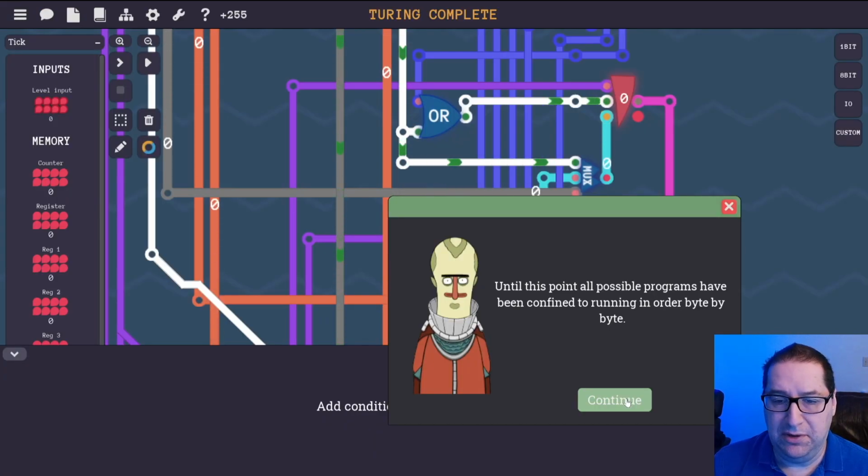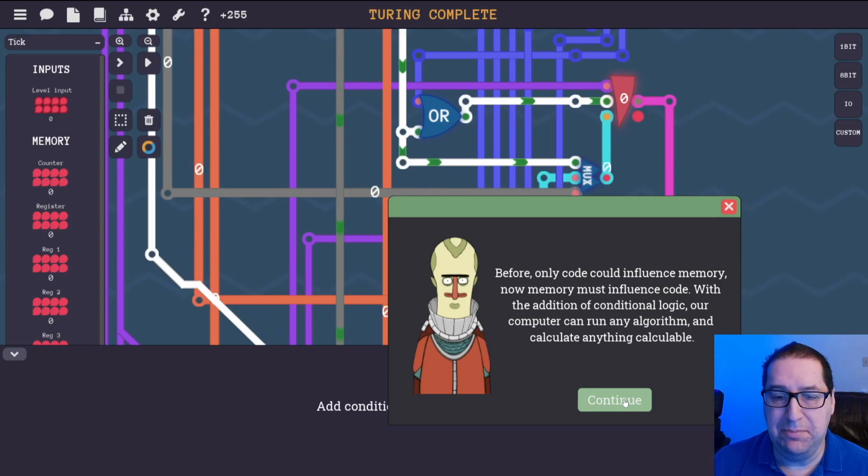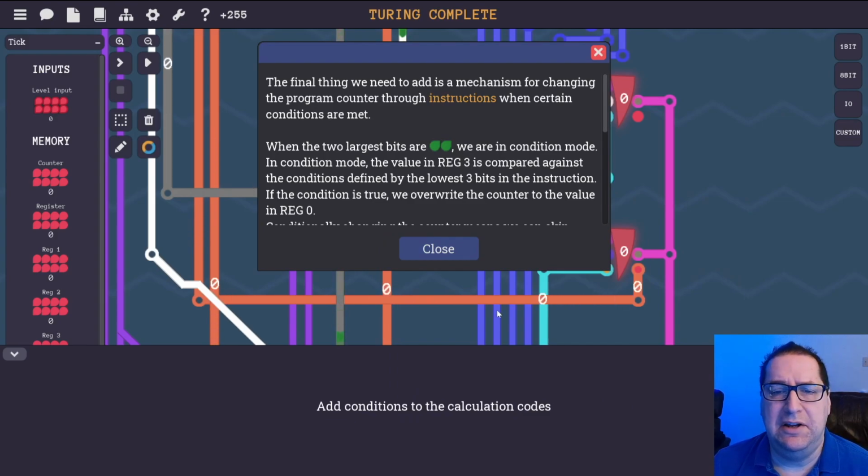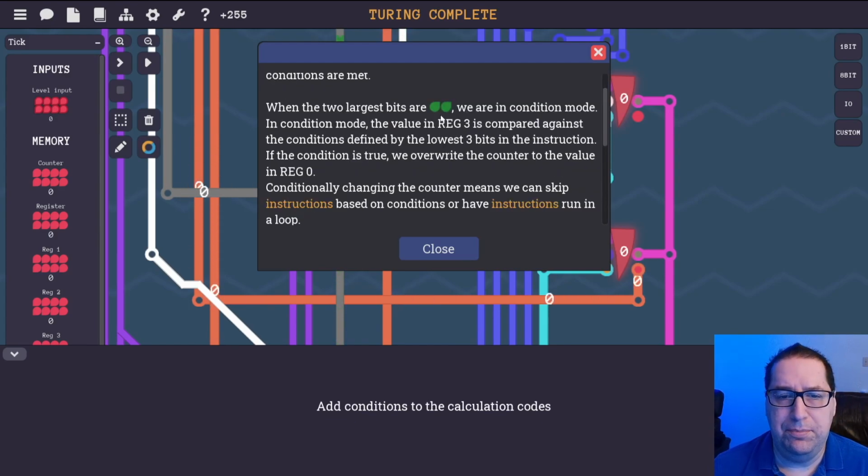All programs have been confined to running in order, byte by byte, but now we've added conditional logic so we can calculate anything calculable. So we need to add a mechanism for changing the program counter through instructions when certain conditions are met. When the two largest bits are both on, we're in condition mode. The value in register 3 is compared against the conditions defined by the lowest three bits. If the condition is true, we overwrite the counter to the value in register 0.